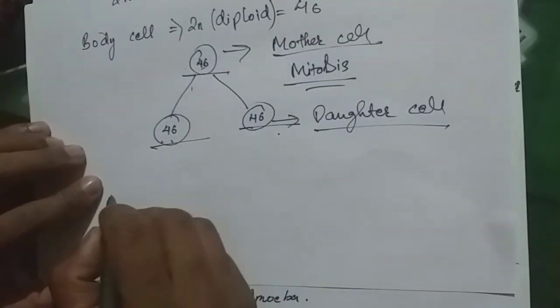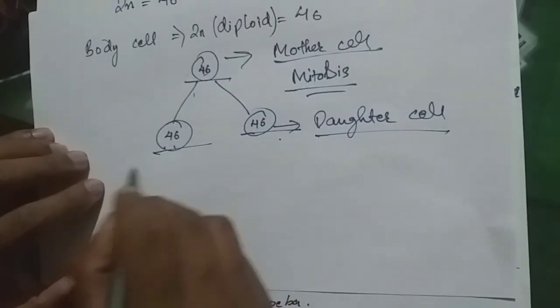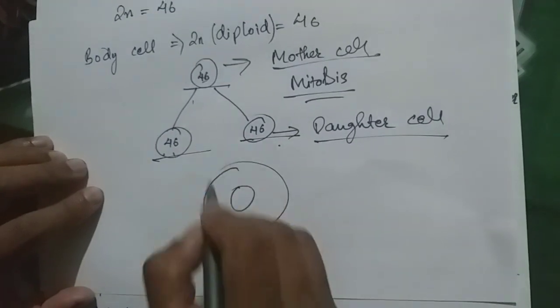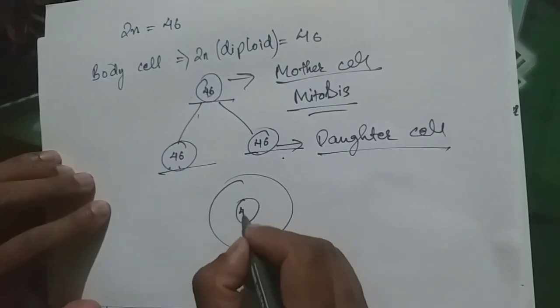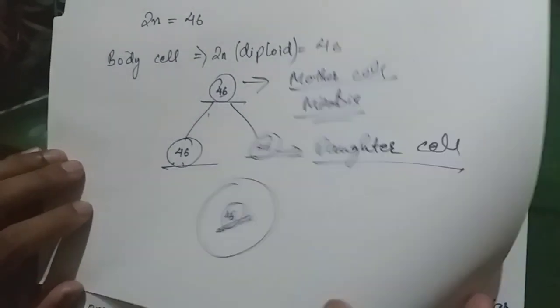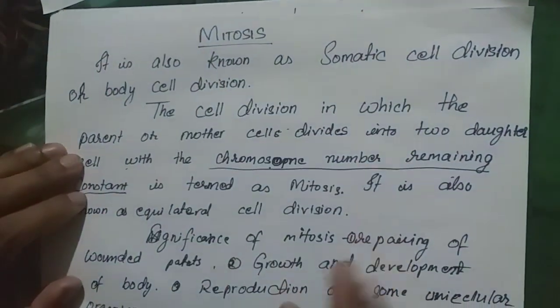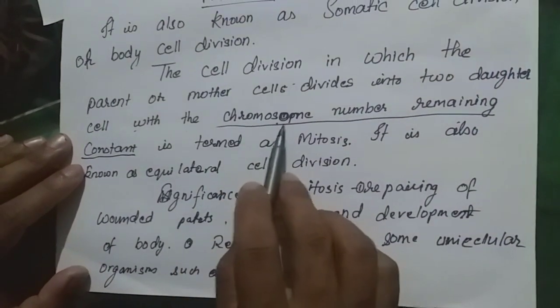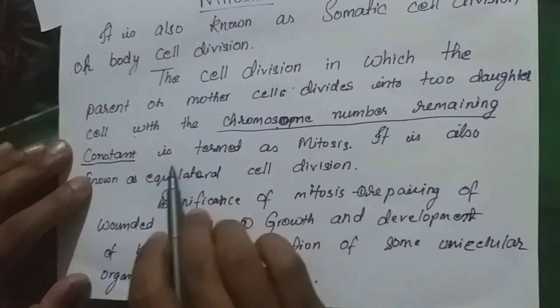That is why if you take any body cell from humans, all the cells will have an equal number of chromosomes, that is 46. So that is one of the most important significances of mitosis. Now moving on to the next significance of mitosis. I already told you the first one, that is chromosome number remaining constant.